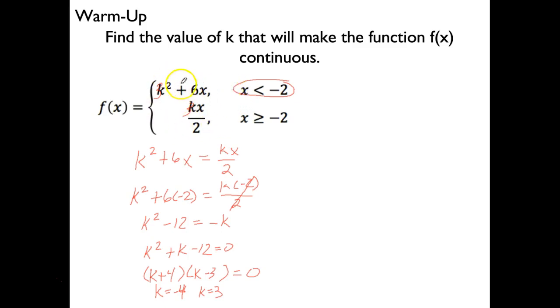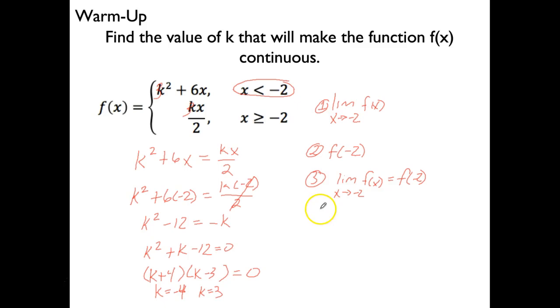And that's going to make this continuous, meaning that it would have a limit as x approaches -2 of our function. Remember, that's rule 1 for continuity. Rule 2 was it will have a point at -2. And rule 3 is that they would be equal. So the limit as x approaches -2 of our function would equal f of -2. And that's what would make it continuous.